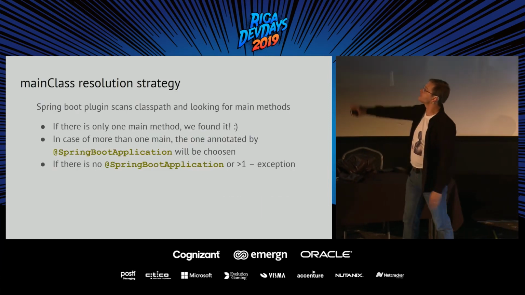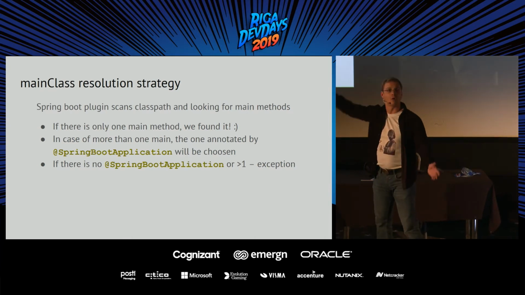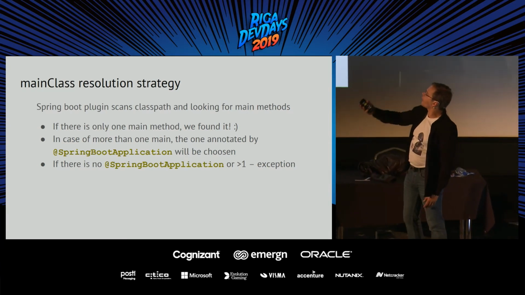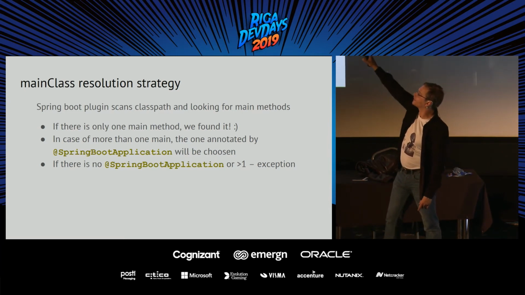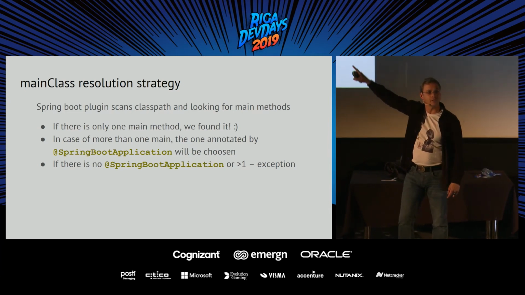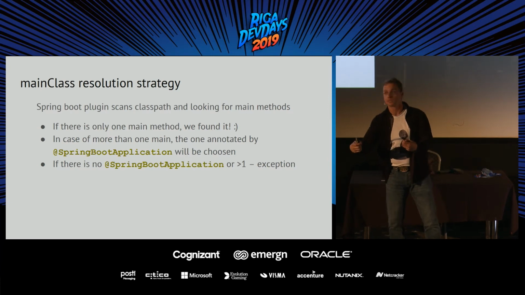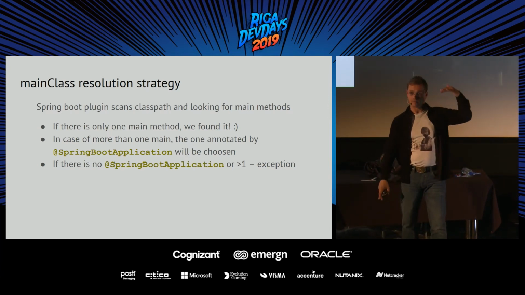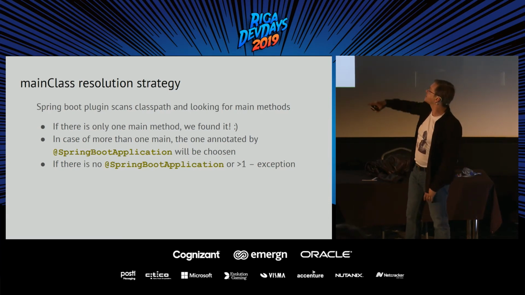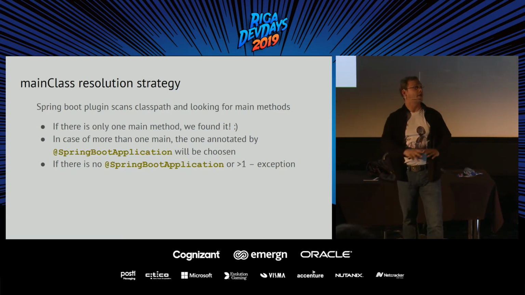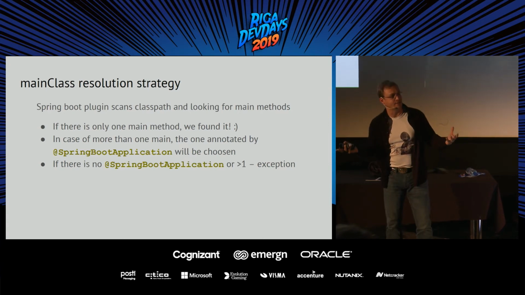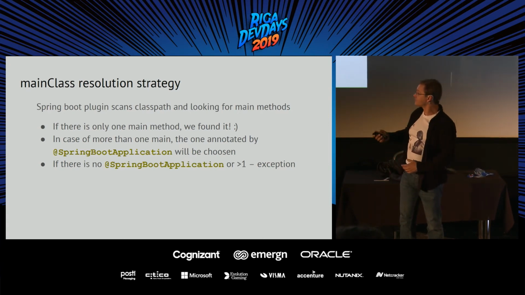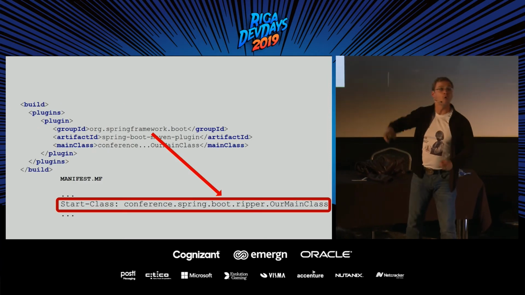Very simple. If there is only one main method, it will be written as the start class. If there is more than one main method, the one annotated with Spring Boot application will be chosen, and it will be written as the start class. In case we have several mains with Spring Boot application, it will fail and say: I have more than one candidate, please provide me the information with the parameter called main class. Who is your start class?